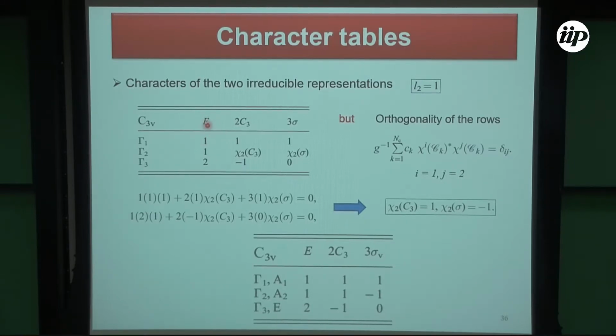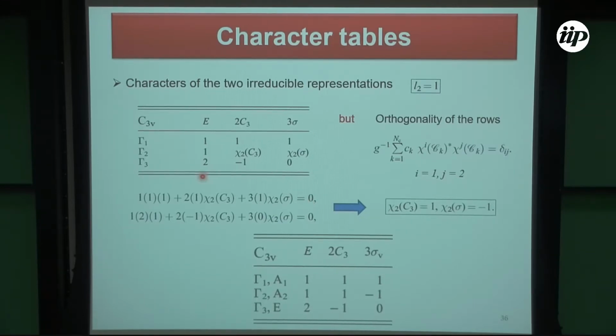This is the identity, right? So it has the number here, the dimension is 1. So 1 times 1 times 1, okay? Then we have the C2, 2 times 1 times the character of the C3. And then we have the mirror, 3 times 1 times this character here. This is 0 because this is not the same rows, okay?